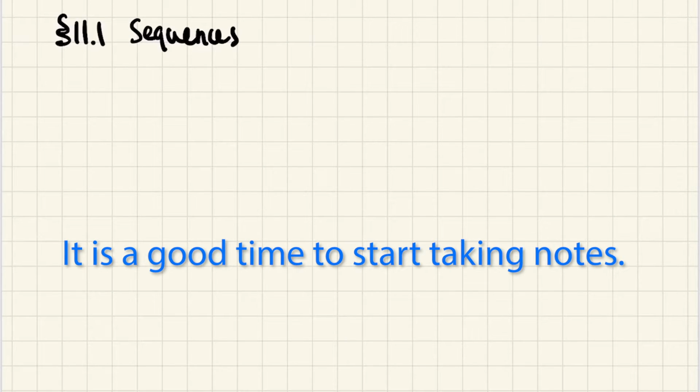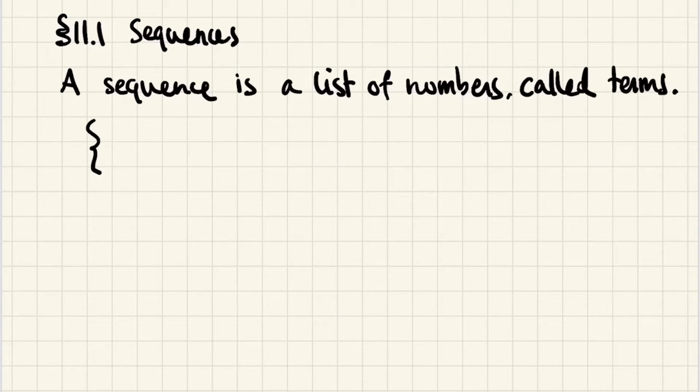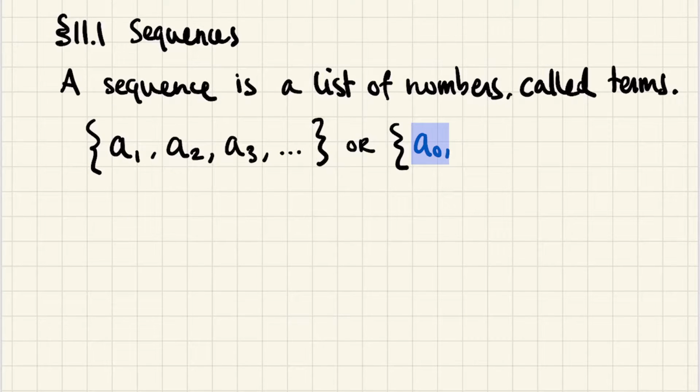Okay, so sequences. A sequence is just an unending list of numbers called terms. So we can just literally list the terms of a sequence. This particular sequence started with an index of 1, but you could also start with an index of 0. In fact, you can start with any index. The point is that they go on forever.